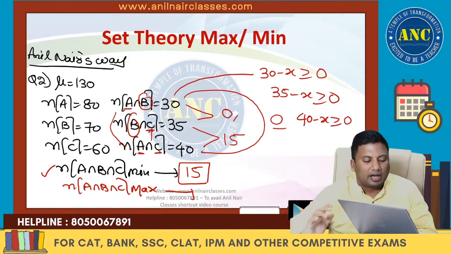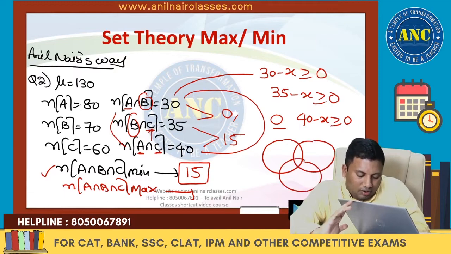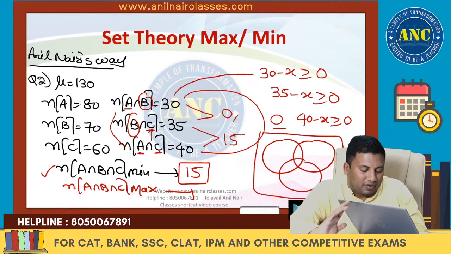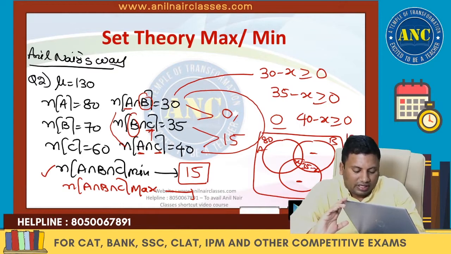The only thing is neither A, B, C. Here only C values are there. So only what we require is 80. These A, B, C. What are all the values which we require? 35 minus x. This is nothing but x. This value we require. Total is 130. So this is nothing but x.